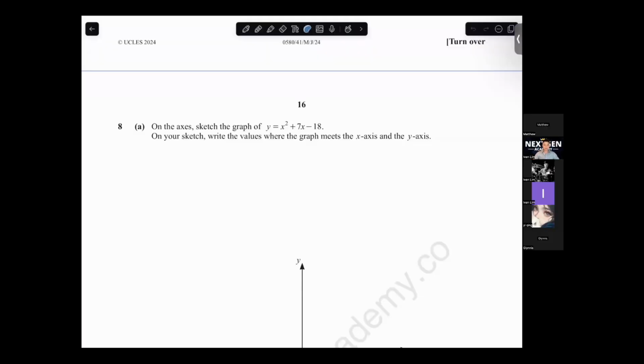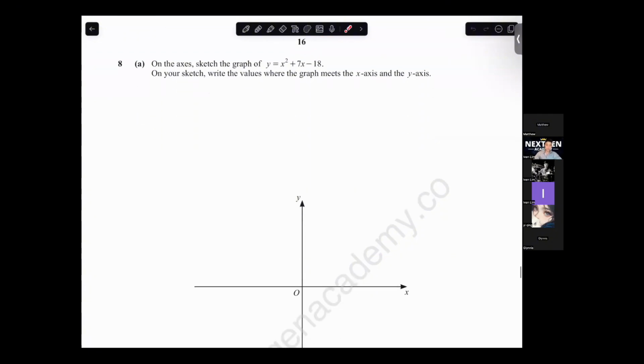All right. Okay, we're going to continue on a few more questions. This is your paper 058041MJ 2024. Okay, question 8. On the axis, sketch the graph of y equals x squared plus 7x minus 18. On your sketch, write the values where the graph meets the x-axis and the y-axis.